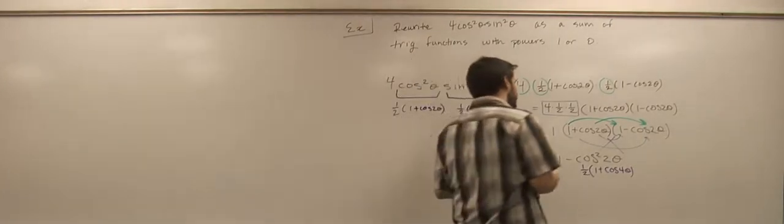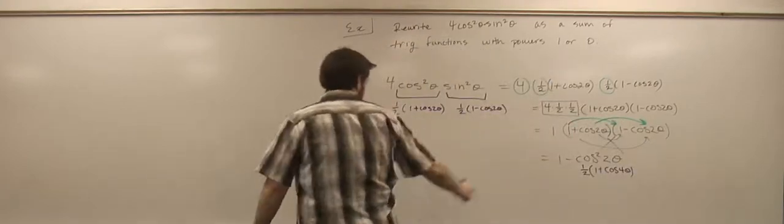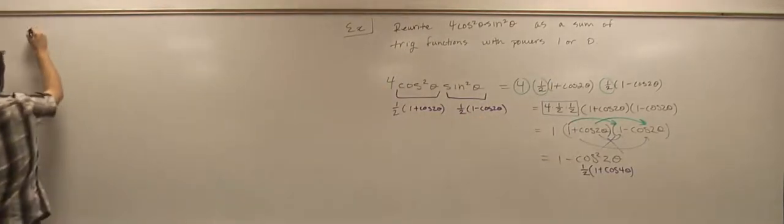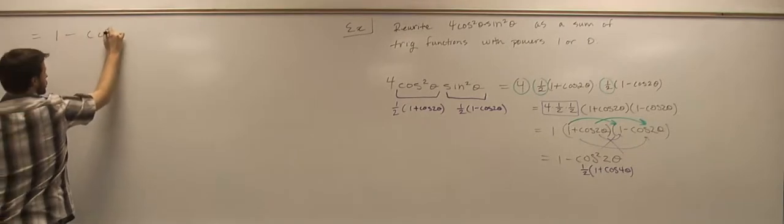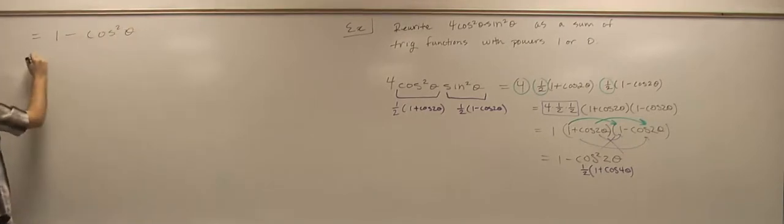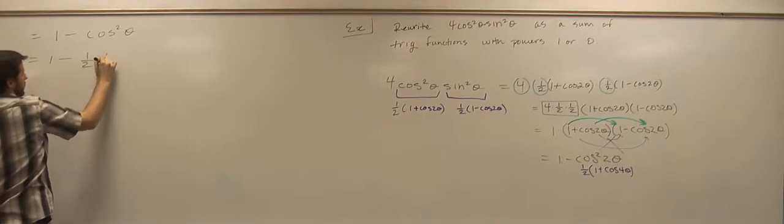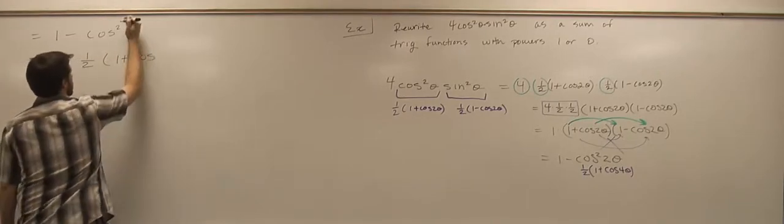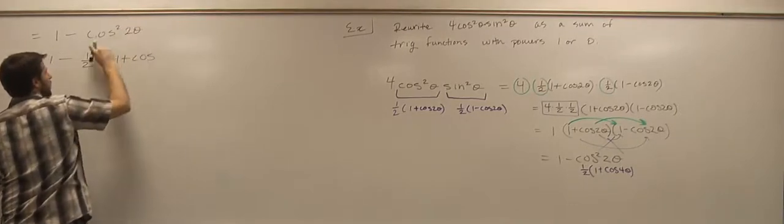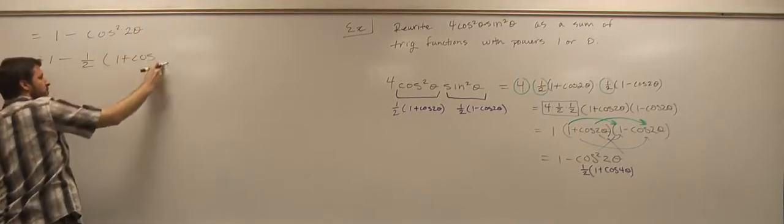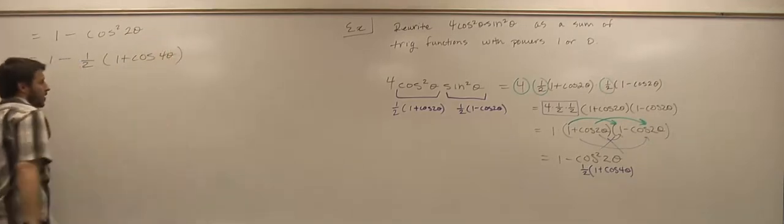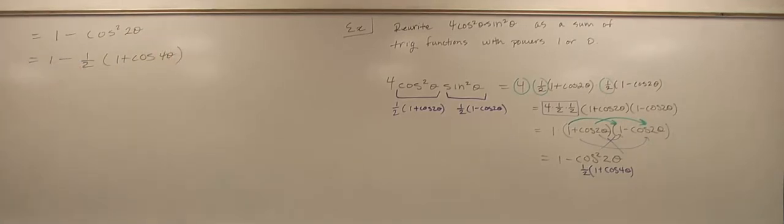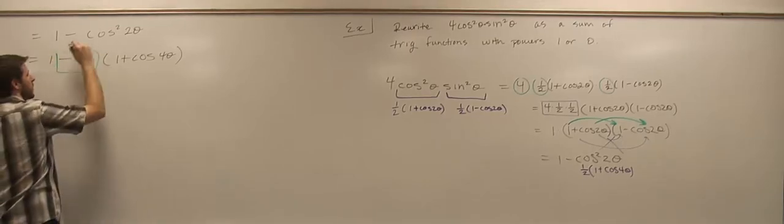So altogether here I have, continue over here, I have 1 minus cos squared 2 theta, but I'm going to replace that with 1 minus 1/2, 1 plus cos, sorry, this was 2 theta. It was cos squared 2 theta, so I have to replace that with a 4 theta. I have to double the angle. Distribute out the negative.